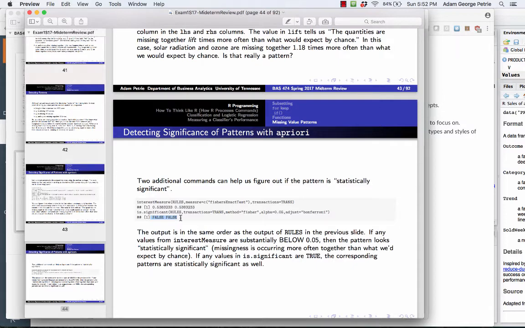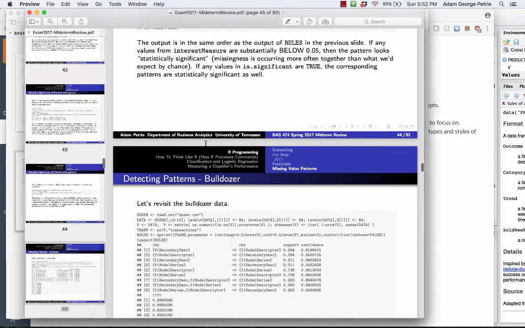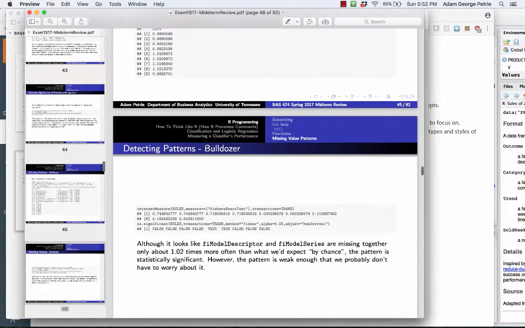And basically, that was our rule. If this number was less than 0.05, or this value here was true, then the rules were statistically significant, indicating that if we knew one of the values was missing, that actually does give us information about whether or not the other value is missing as well. So be familiar with interpreting those missing value rules here. That's something I'm going to expect you to do on the exam.